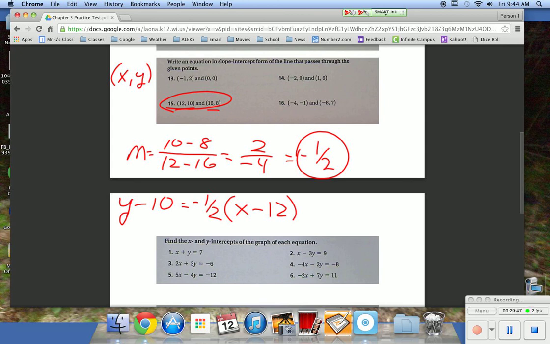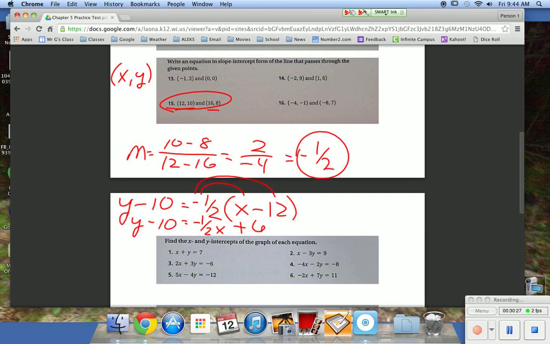Okay. Let's solve this. Y minus 10 equals negative 1/2 times x is negative 1/2 x. Negative 1/2 times negative 12. What's half of 12? 6. Okay? Negative times negative is plus, so it's a plus 6. Everybody see? What's that? Negative 1/2 x plus 6. Did you see where we got negative 1/2 times x, negative 1/2 times negative 12.